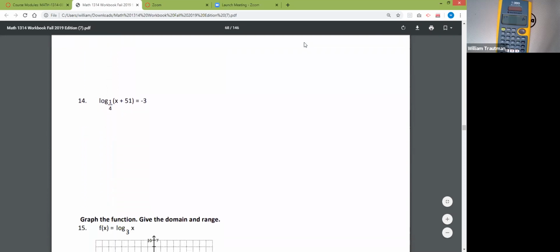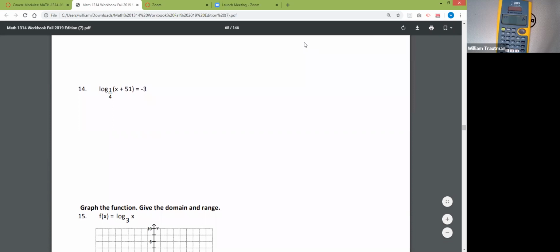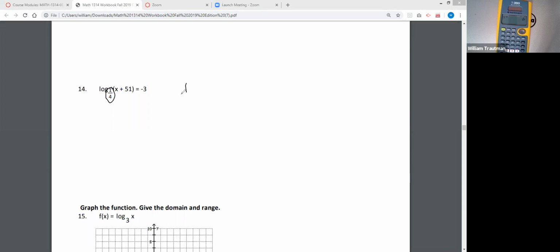So number 14. So let's change it to exponential form. The base is 1/4 to this power equals x plus 51. You see, a to the b power equals c. This negative flips the 4, so now the 4 comes to the top. It still has a 3 power, but once you flip it, the negative disappears. Or if it's positive and you flip it, then the negative appears. 4 to the third power equals x plus 51.